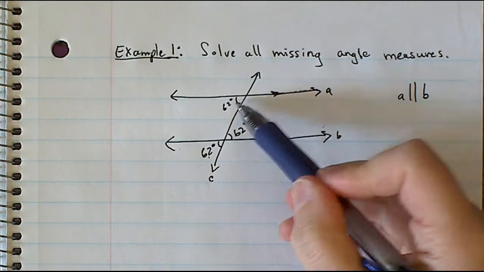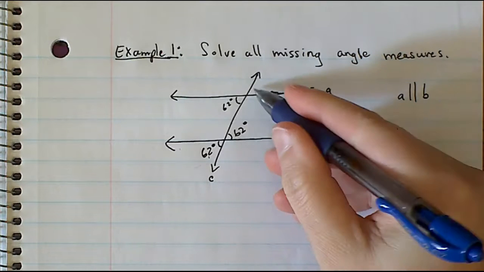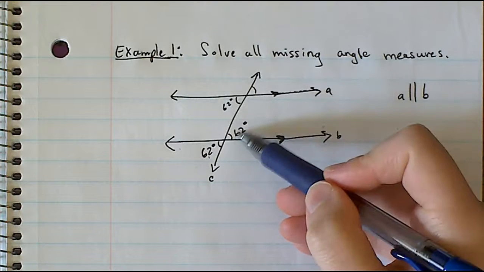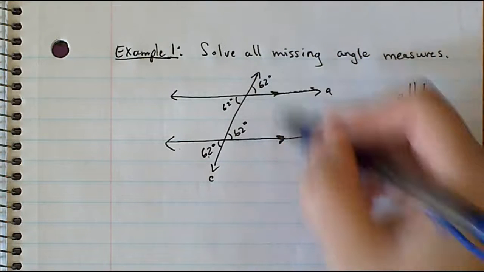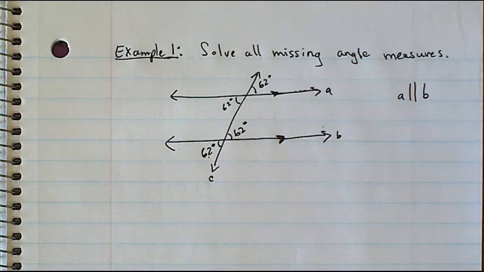And then I have another pair of vertical angles here, or I can figure out this angle by going back to if my lines are parallel, then corresponding angles are congruent. So either way you think about it, this angle is also 62 degrees. So now I have a couple different ways that I could think about my remaining missing angles.